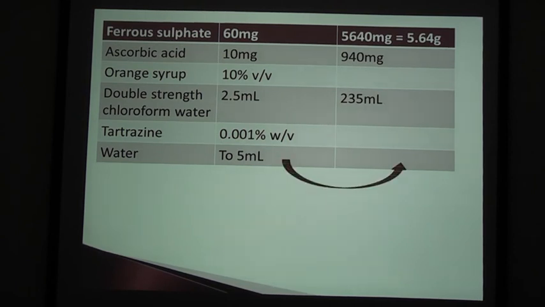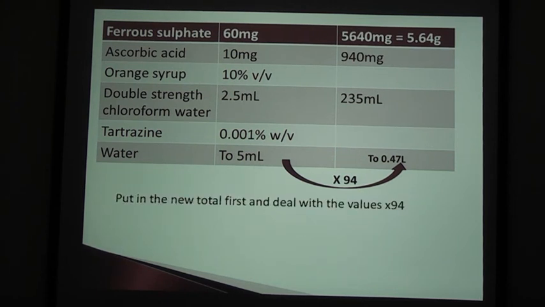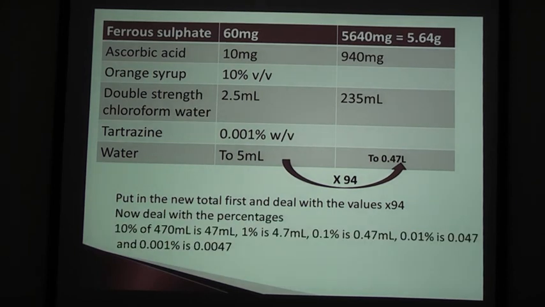Now if you look, the first thing we can do is the water. That goes to 5 mils. We need to multiply by 94. That takes us to 470 mils, or 0.47 litres. Okay? Put in the new total first. And now we'll deal with the percentages. Two of the ingredients are percentages.